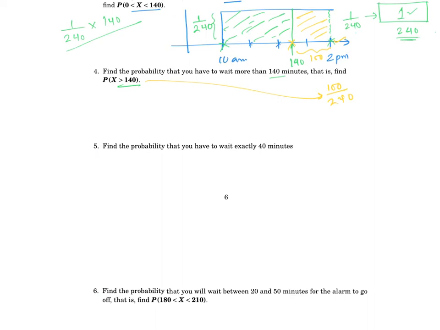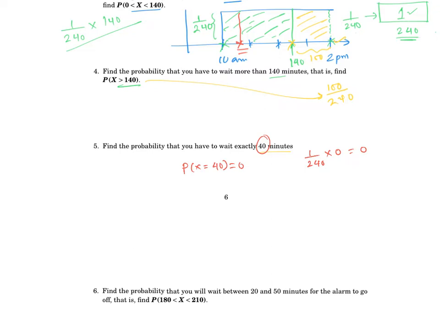Next, find the probability that you have to wait exactly 40 minutes. Remember, in the continuous case, the probability of a single point is always 0. Exactly 40 minutes would be somewhere here. Let me use the red here. You have some height, but the width is 0, so the area becomes 0. Height is 1 over 240, but for a single point the width is 0, and 1 over 240 times 0 is 0. So the probability of a single point in the continuous case is always 0. The probability that the alarm goes off at exactly 40 minutes is 0.